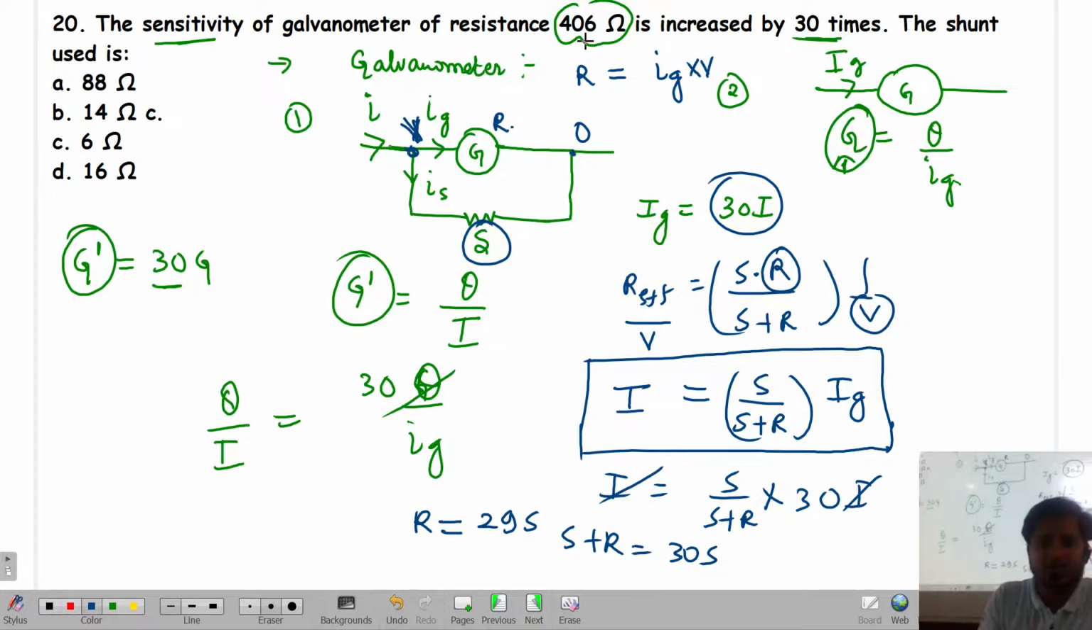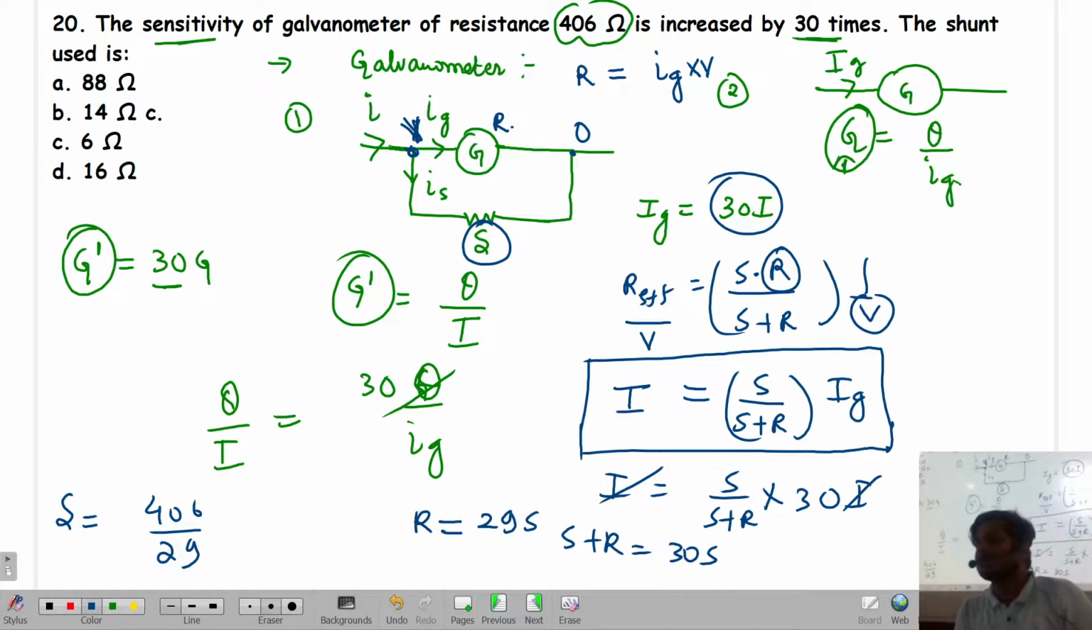Now try to understand. Total resistance is given how much? 406. So shunt resistance is what? 406 by 29. How much is that? 406 by 29. Do it. How much is this? It is 14. Option 20. Understood or not?